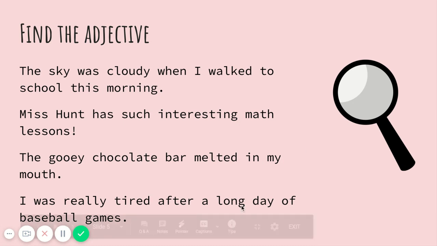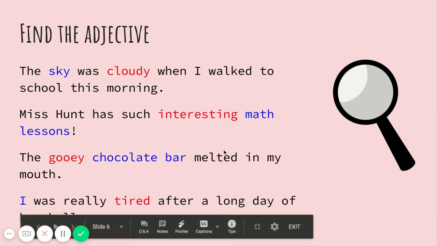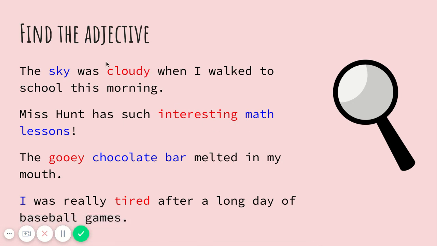Good. Now, if you remember, the adjectives are all in red and the nouns are all in blue. So when you see a blue word on your screen, that's your noun. That's your person, place, thing, or idea. And when you see a red word on your screen, the red word is an adjective, so a word that describes a noun. We already talked about the first one. Sky was our noun. Cloudy was our adjective.